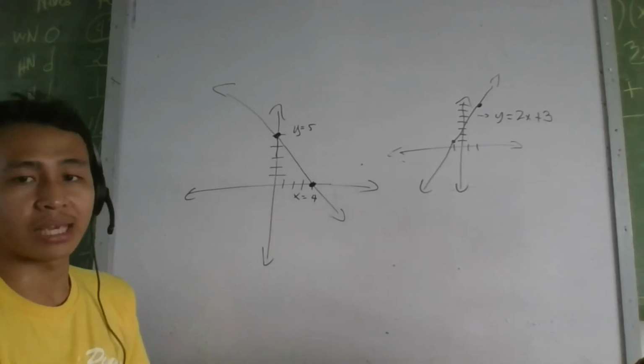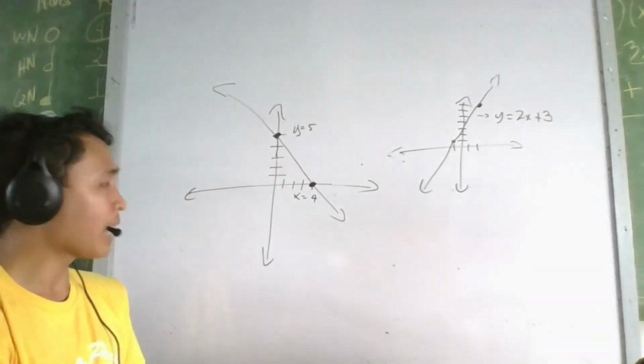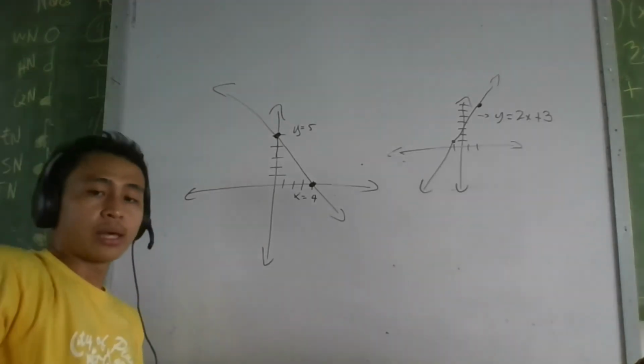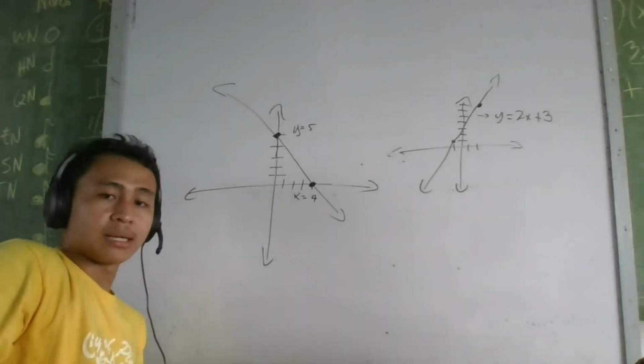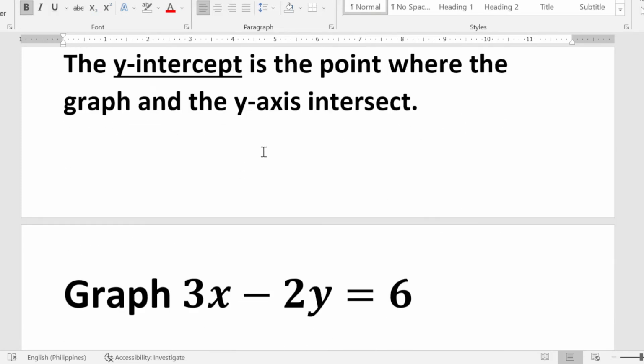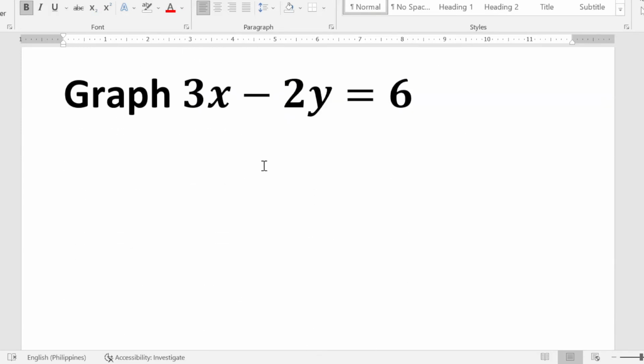Yan yung ibig sabihin ng x and y-intercept natin. Okay? Now, let us use this by, or let's have an example for this one. Balik tayo doon sa Word. So this will be the example. Okay. Graph 3x minus 2y equals 6 using x and y intercept.